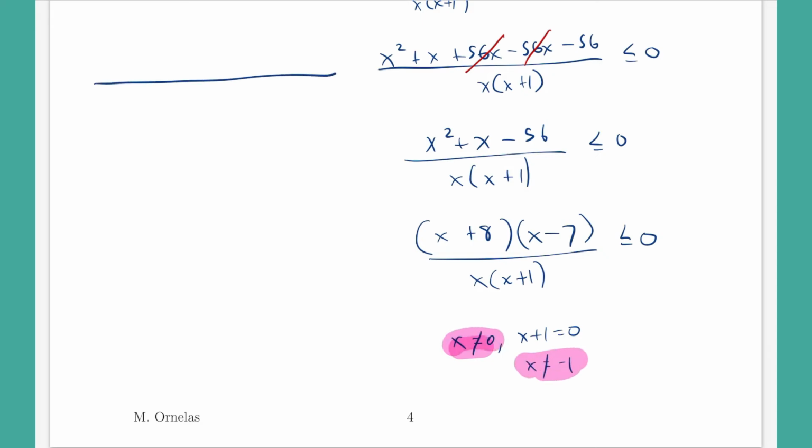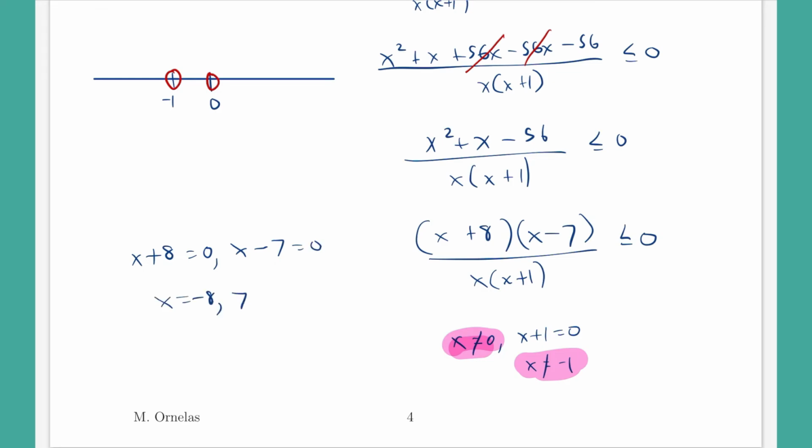So at this point, I would draw my number line. I got 0, I got negative 1, and I want open circles because x cannot equal those values. All right, so we took care of the denominator, check. Now we got to take care of the numerator. So you do the same thing. You set the numerator equal to 0. And you get two solutions as well.